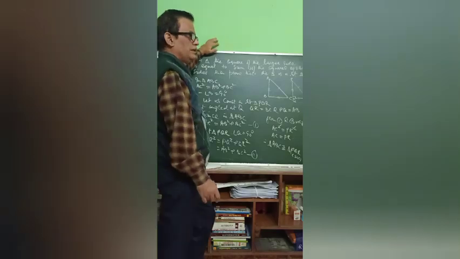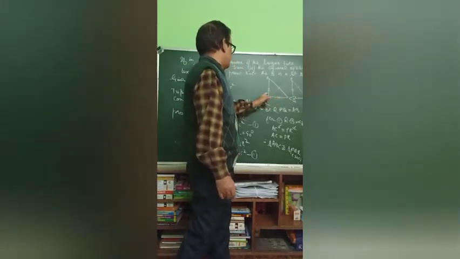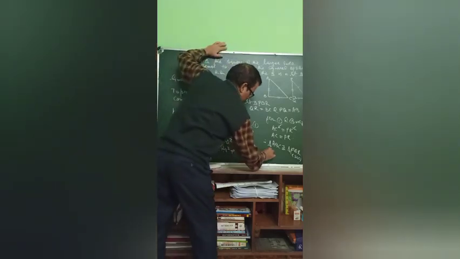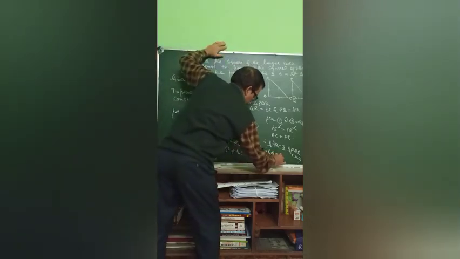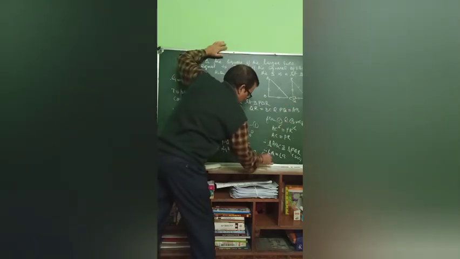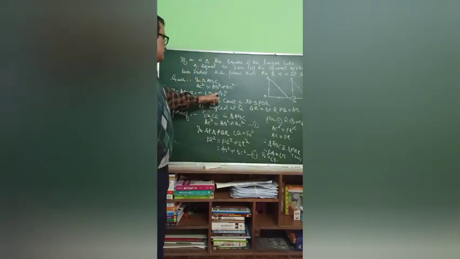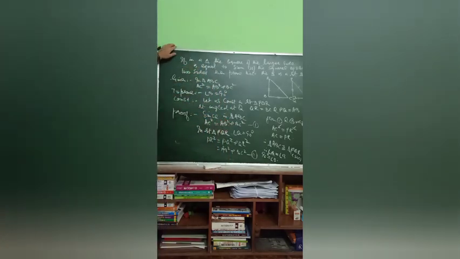When triangles are congruent, their corresponding parts will be equal. So, angle Q is equal to angle B. But angle Q is 90 degrees, so 90 degrees is equal to angle B. What needs to be proved? Angle B is 90, hence proved. So, this is the converse of Pythagoras theorem.